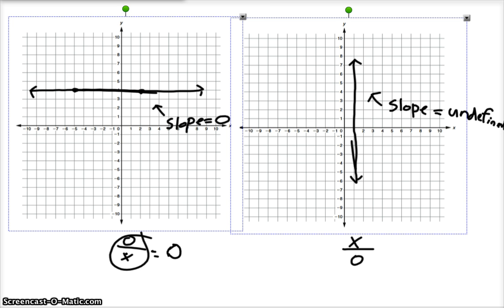Okay? If you want to do the math to find that, you can. They have that proven theorem of the y2 minus y1 divided by x2 minus x1, and that gets it.